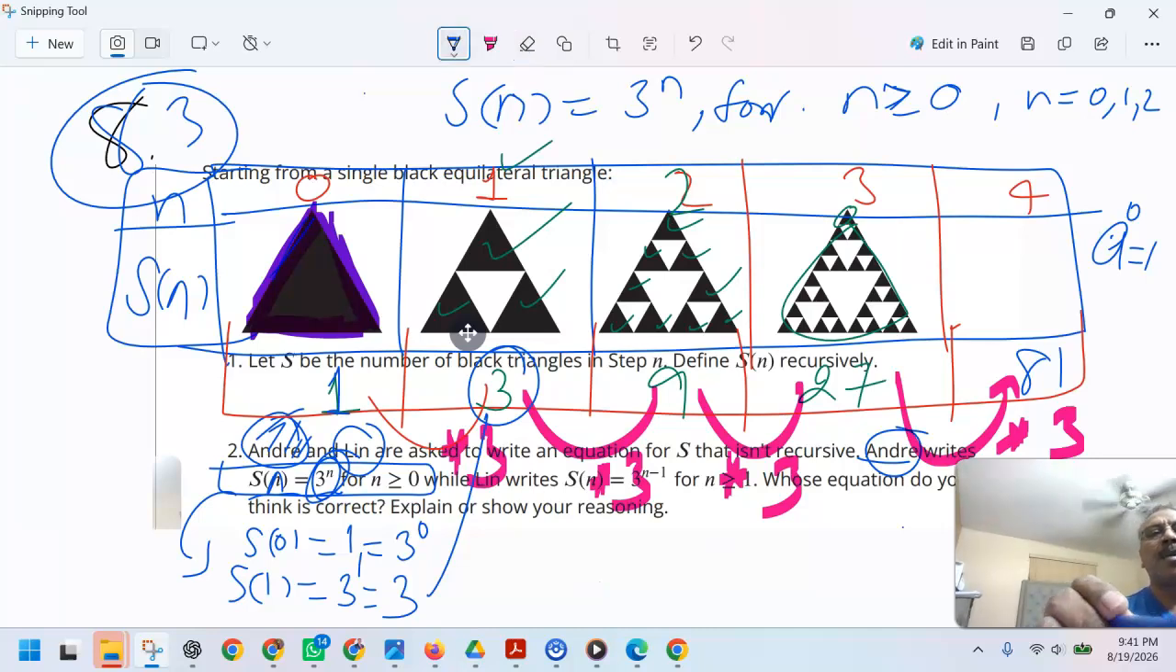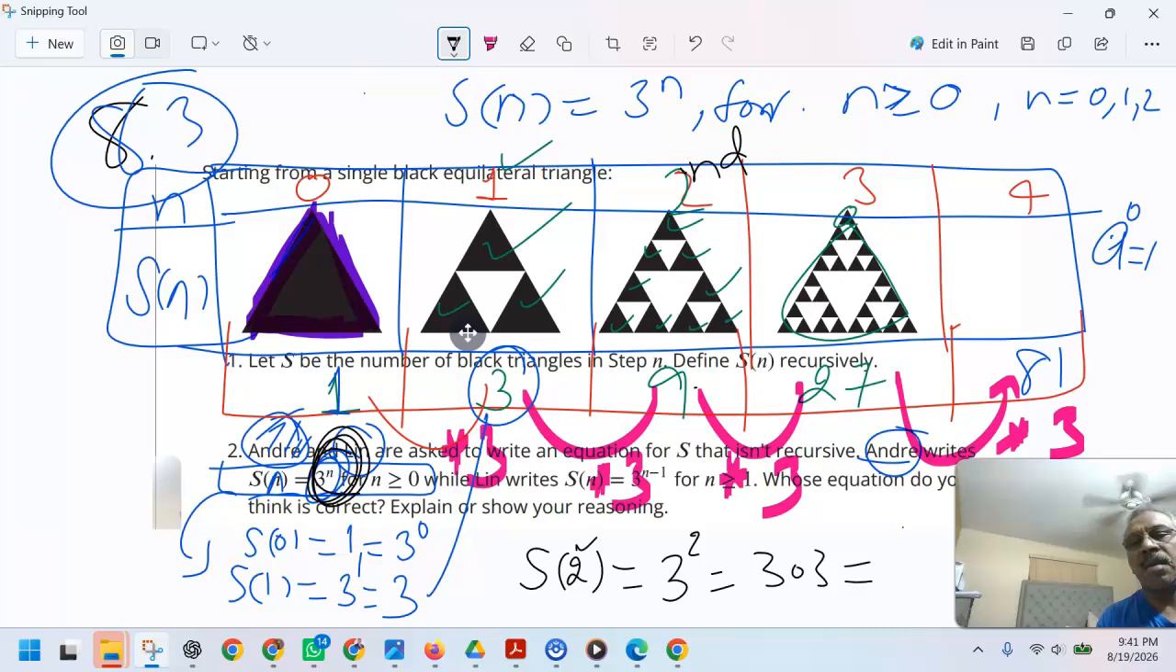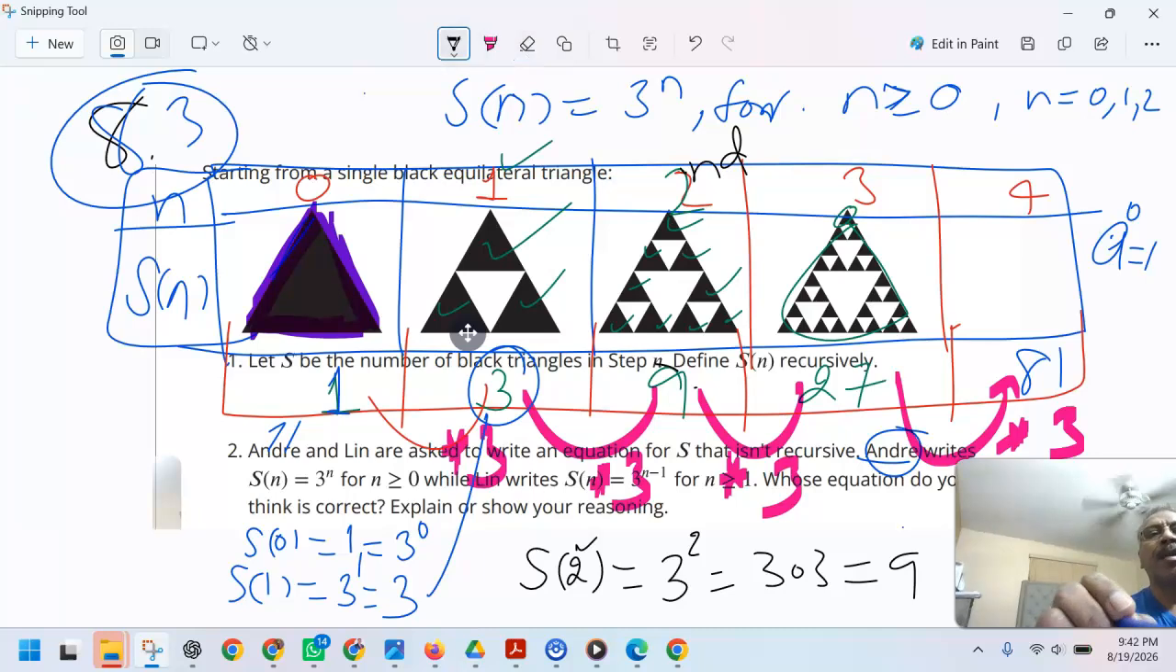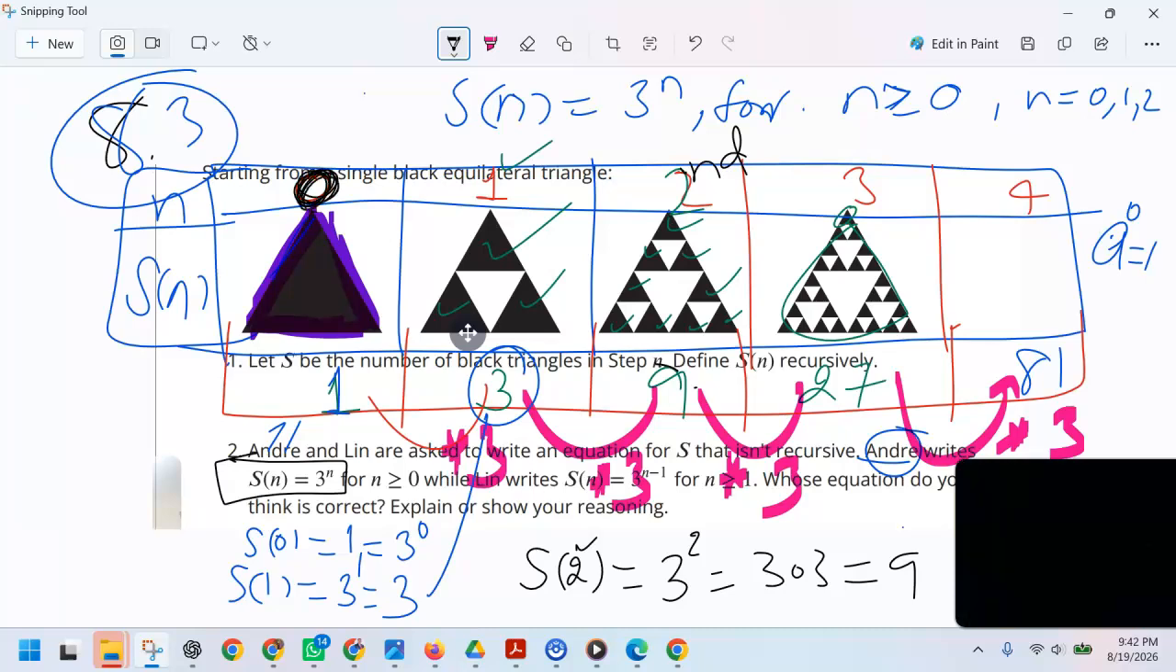And likewise, if I put S of 2, in step 2 the answer is 9. Let's see if I use this, it means 3 raised to 2. And this means 3 times 3 is 9. And that's how you get it. So basically, how many threes you are multiplying? This is what Andre thinks. Andre uses this because he begins from 0.